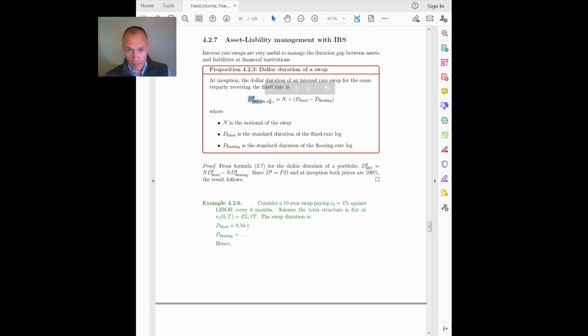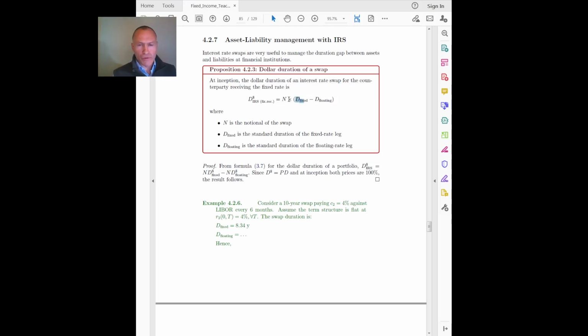At inception, at the beginning, when the swap is created, the dollar duration is given by the formula of the dollar duration of a portfolio. An interest rate swap is a portfolio of a fixed rate bond and a floating rate bond. So the dollar duration of the portfolio is one minus the other. So I just have to be careful with the signs. I'm going to compute the duration from the point of view of the fixed receiver. So I have a plus sign on the fixed leg and the minus sign on the floating leg.